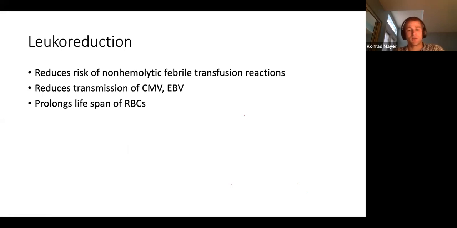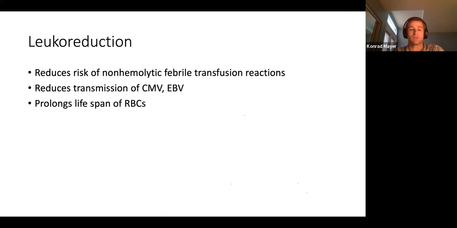Leukoreduction: in some countries, for example in the US, all blood products are leukoreduced. This reduces the risk of nonhemolytic febrile transfusion reactions. If there are a bunch of white cells still around in these blood products, they produce cytokines, which can then cause fever. They won't cause hemolysis, which is why it's called non-hemolytic febrile transfusion reaction. But nevertheless, they will cause a transfusion reaction, which I will touch on.